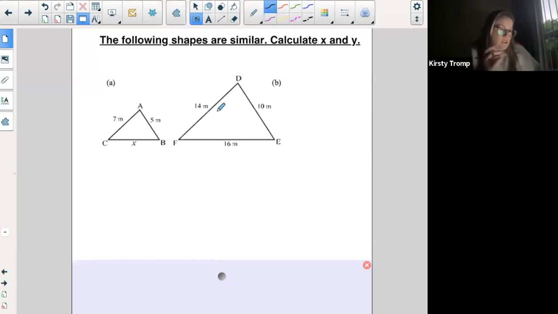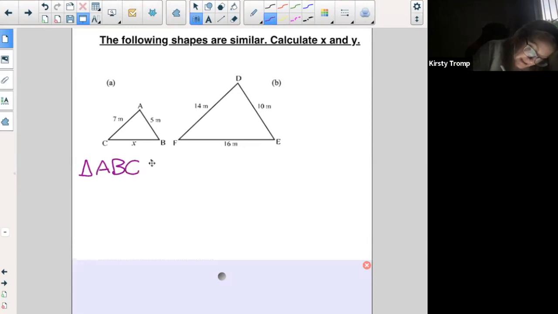All right. So, guys, they have told us that these shapes are similar, and they've asked us to calculate X and Y. Now, normally what they would have done is they would have said in the drawing, triangle ABC is similar to triangle DEF, and then they would have said calculate X and Y.